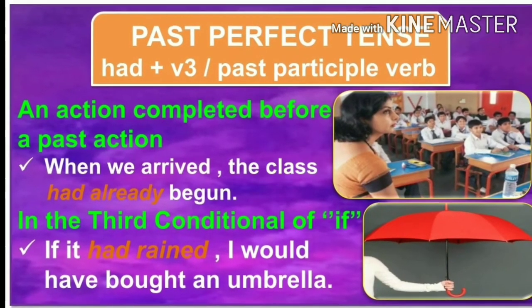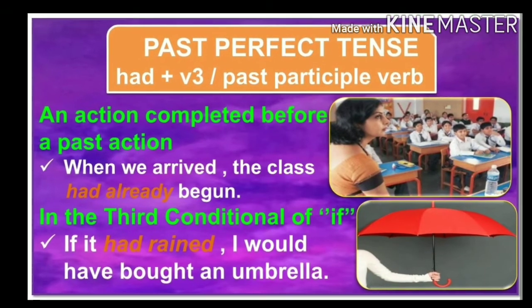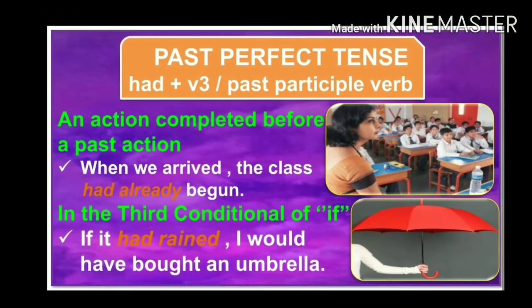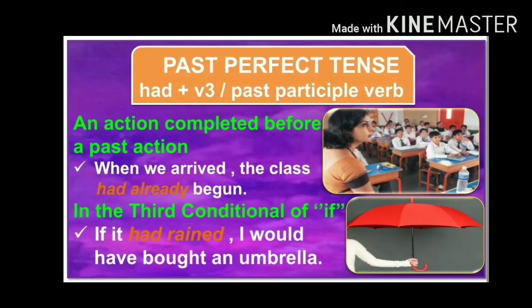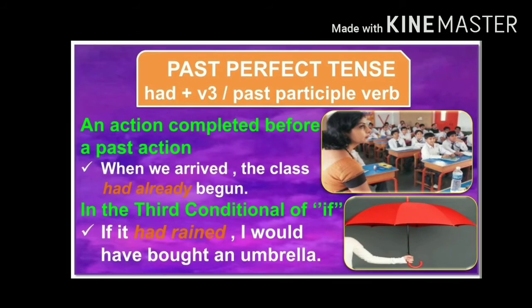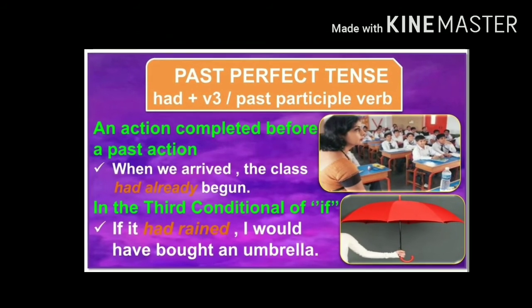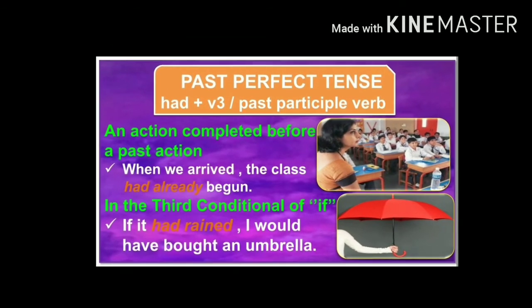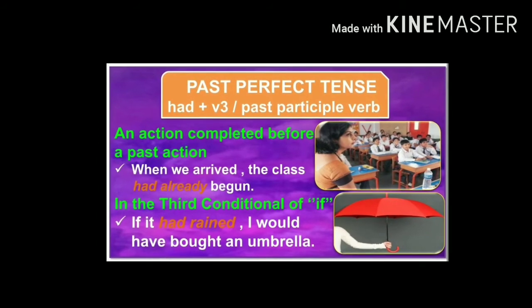Let's see about past perfect tense. The past perfect tense is used to show that something happened before another action in the past. It can also be used to show that something happened before a specific time in the past. The verb form used here is had plus verb 3, that is past participle verb.